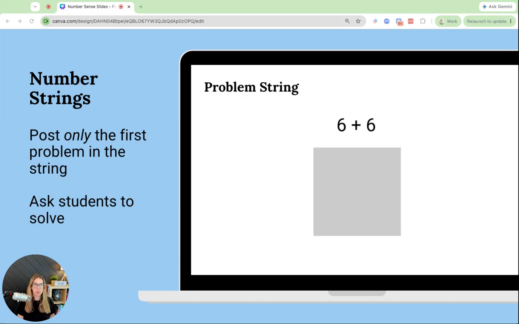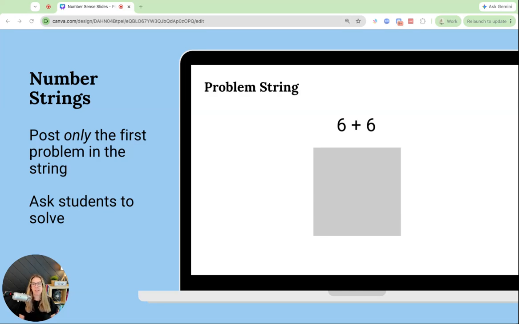You could have them talk to a partner if you felt like that was age appropriate, that would be challenging enough that they might want to double check. But then you could also just say, let's shout out the answer in 3, 2, 1. And then they would all say 12, and then call in a couple different kids. How did you know that 6 plus 6 was 12?